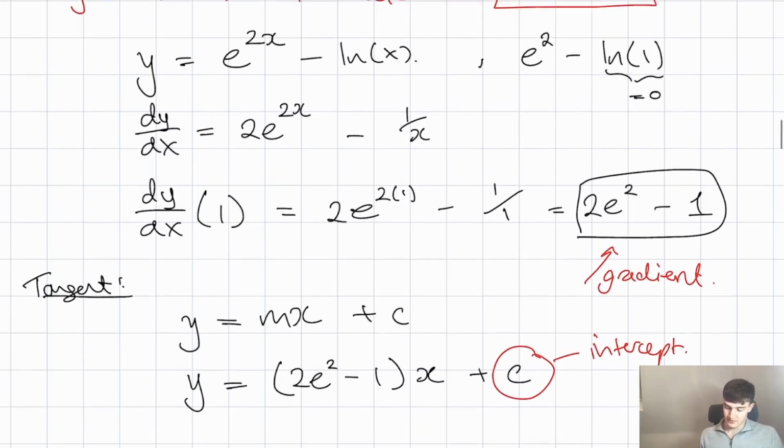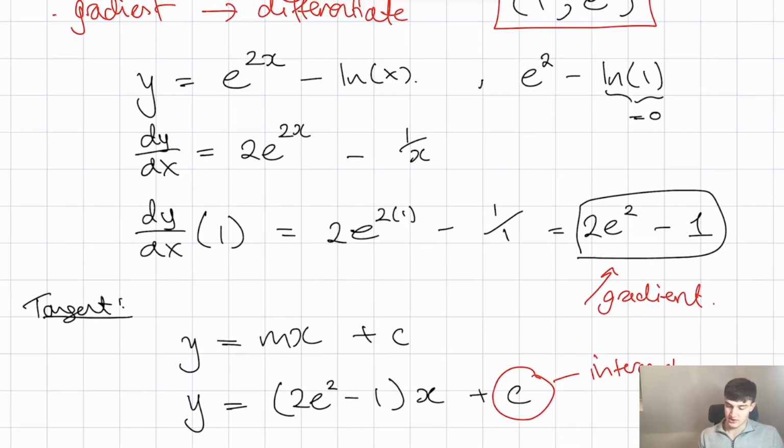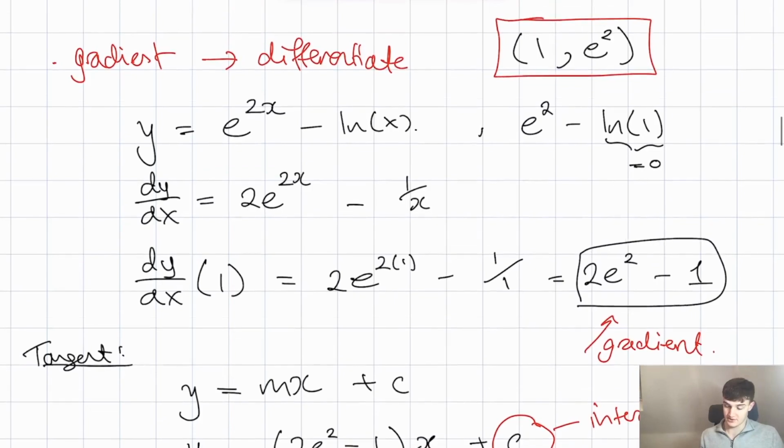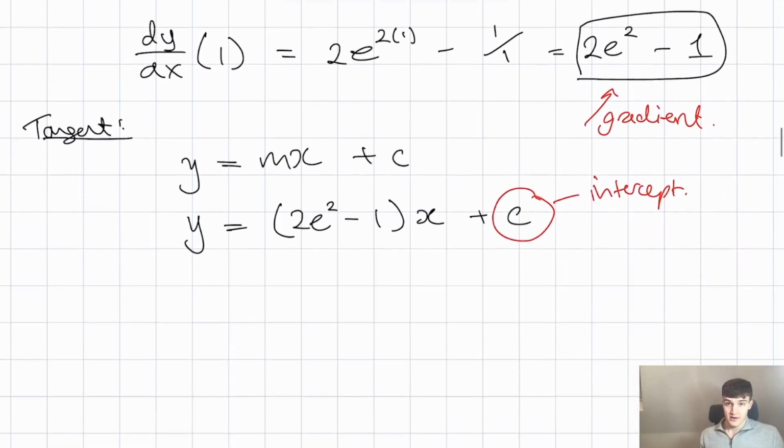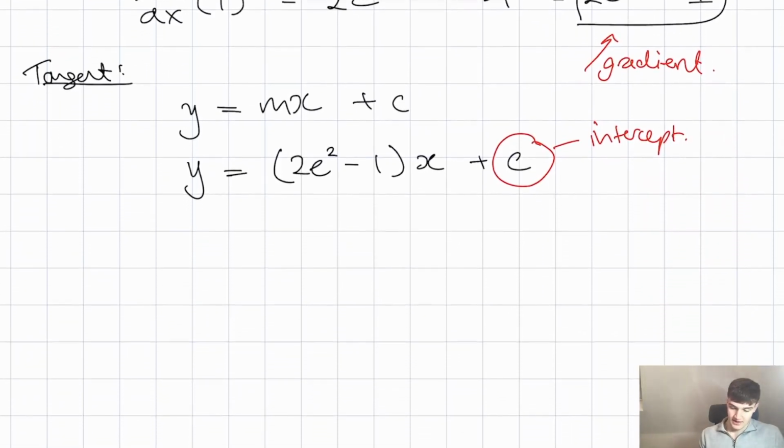How do we do that? Well, we just need to use another point on the line, or we need to use the values that occur at a certain point, and we have this one here. So we know that when x is 1, the y value is e squared. So let's put that in. So when x is 1, y is e squared. So e squared is equal to (2e squared minus 1) lots of 1. So that's me substituting in x is 1, plus c.